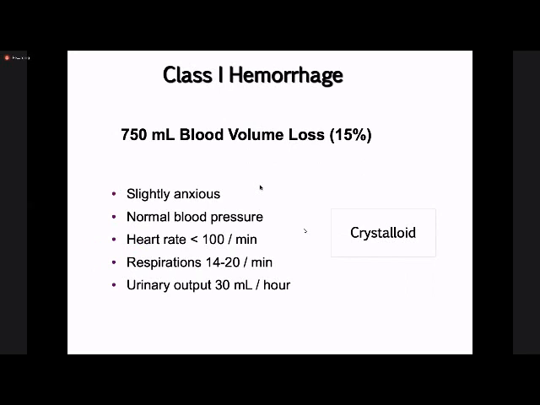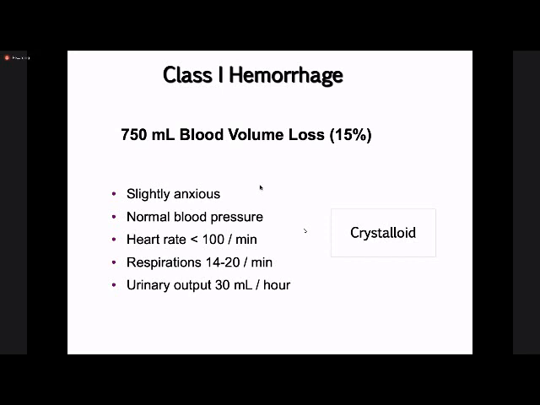Then classes of hemorrhage. I hope all of you know the classes of hemorrhage. Class 1, 2, 3, 4. These are not classes of shock. These are classes of hemorrhage. Class 1 is less than 750. Class 2 is 750 to 1.5 liters. Class 3 is 1.5 to 2 liters. Class 4 is more than 2 liters.